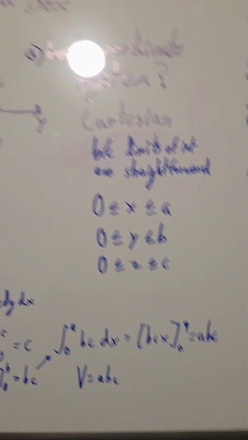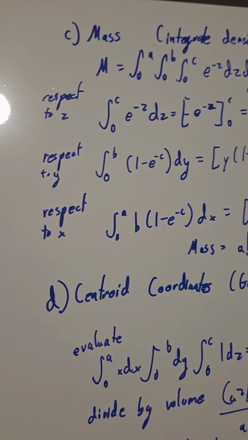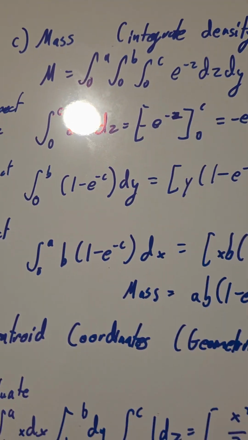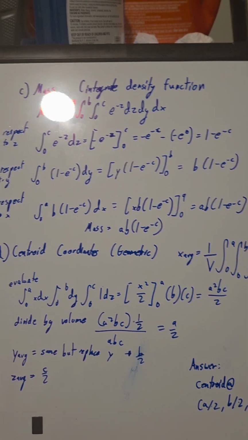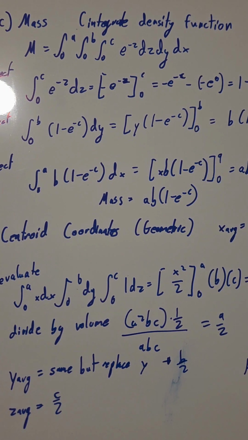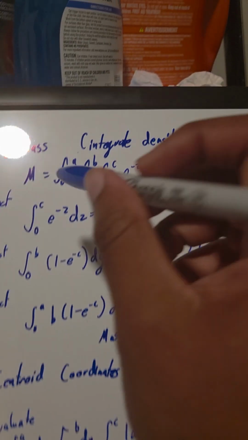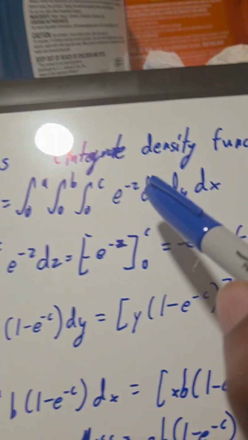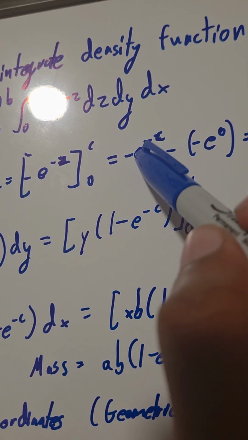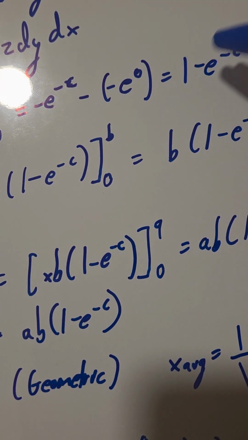And then to compute the mass, rather than integrating 1, we integrate the density function. Sorry, I have a lot in my room. The density function is f of x, y, z equals e to the negative z. And so, of course, we start off the same way we did with the volume, but instead we're integrating e to the negative z. With respect to z, you wind up with e to the negative c minus e to the 0, which is obviously going to be 1, so you get 1 minus e to the negative c.